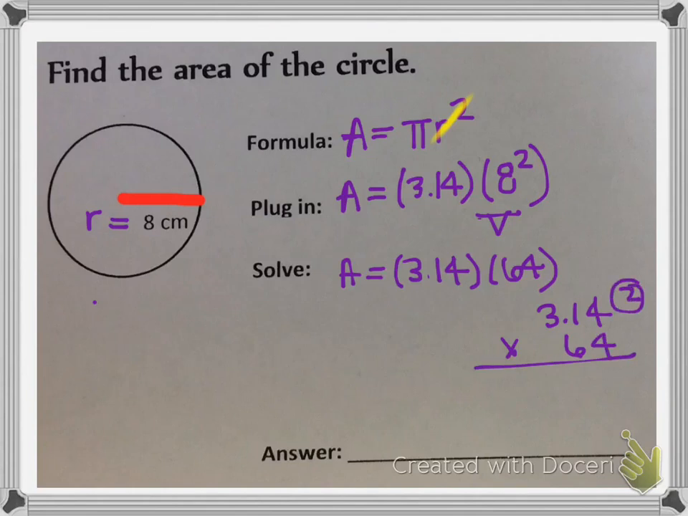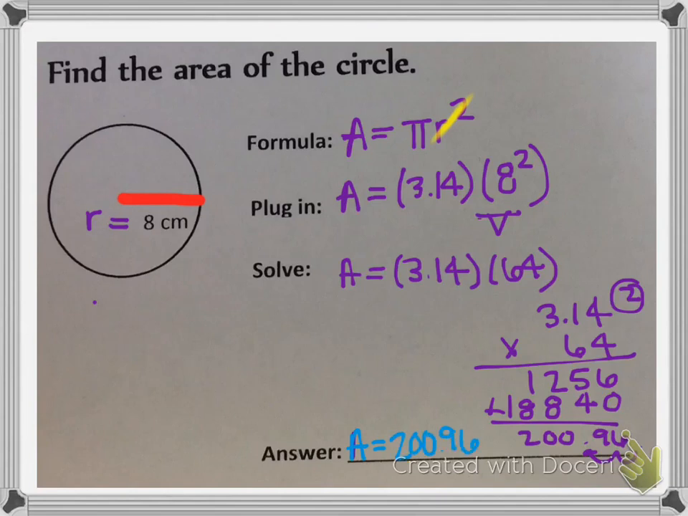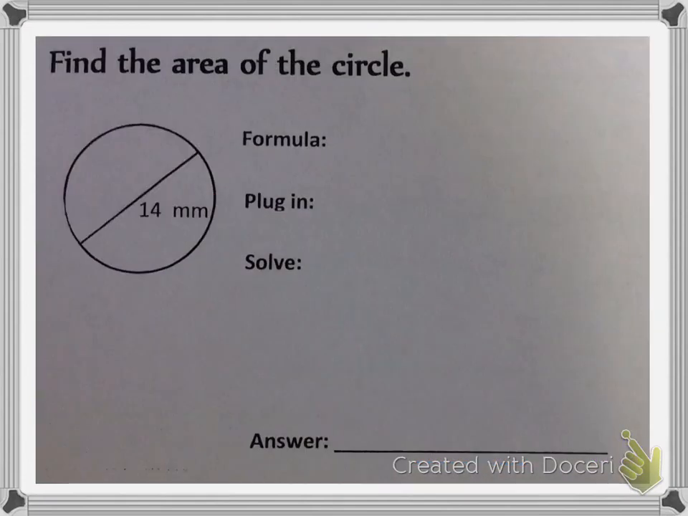I would like you to press pause and solve this, please. Okay, so you should have gotten that area equals 200.96. And we said area is always unit squared. Our unit we measured with here is centimeters, so centimeters squared is our final answer. Let's try this again.